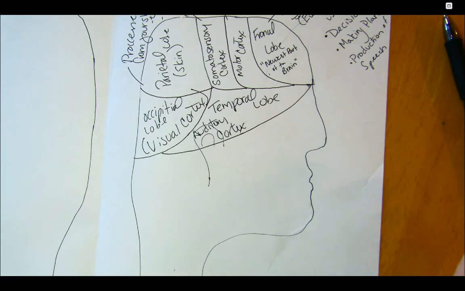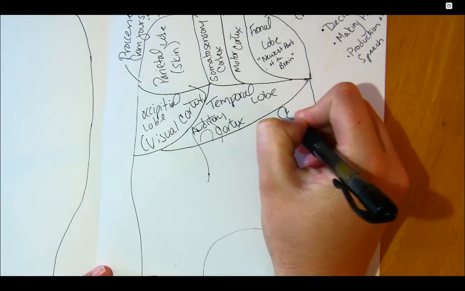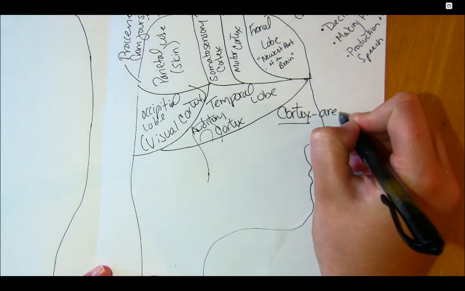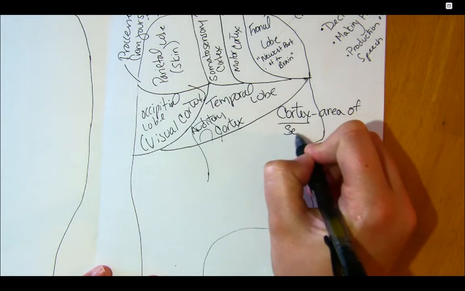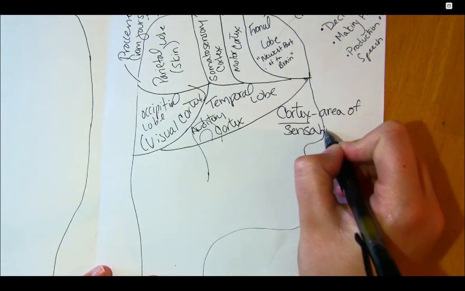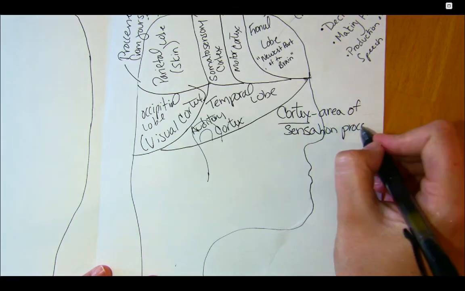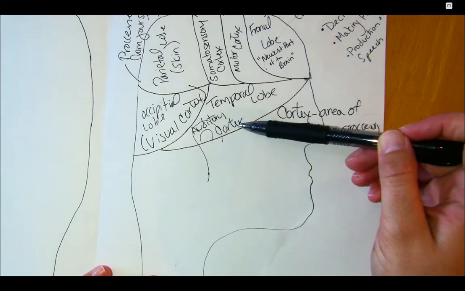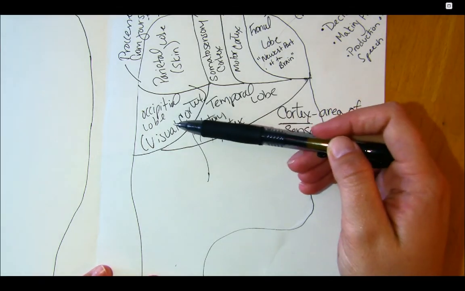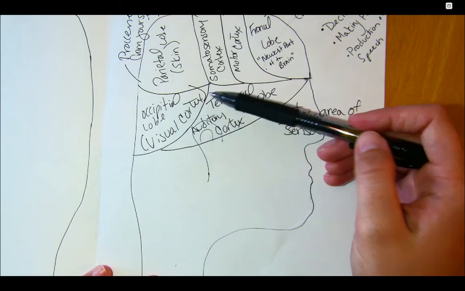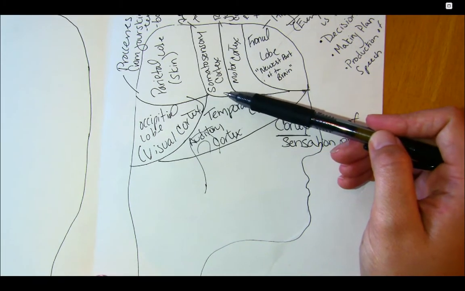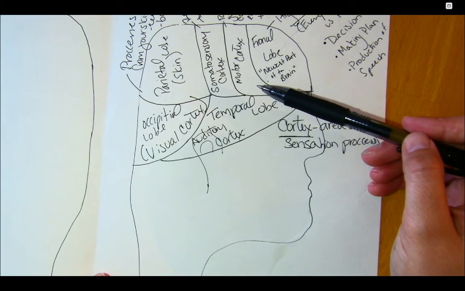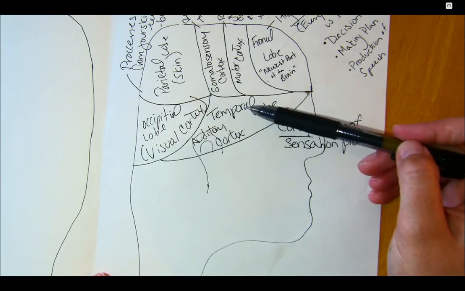So what we're going to do now is quickly decipher the difference between a cortex and a lobe. A cortex is an area of sensation processing. So in your auditory cortex, we're processing auditory information. In your visual cortex, we're processing visual information. In your somatosensory cortex, we're processing all of your sensations. In your motor cortex, we're processing all of your afferent neurons in order to send efferent neurons. There you go. So that's your cortex.